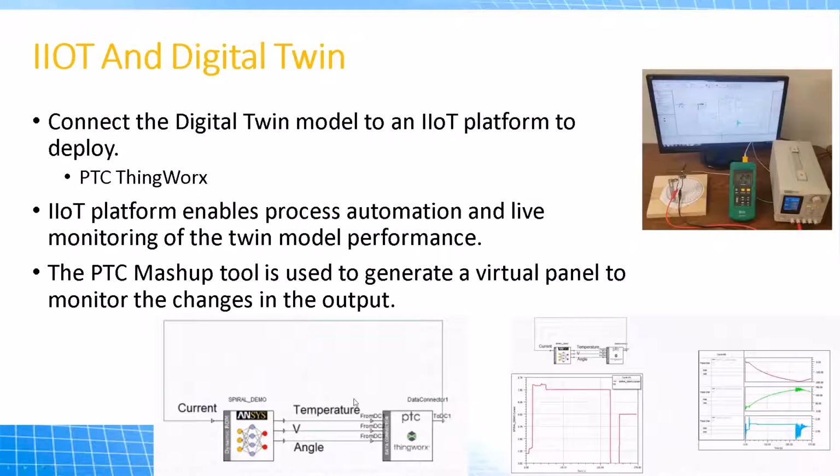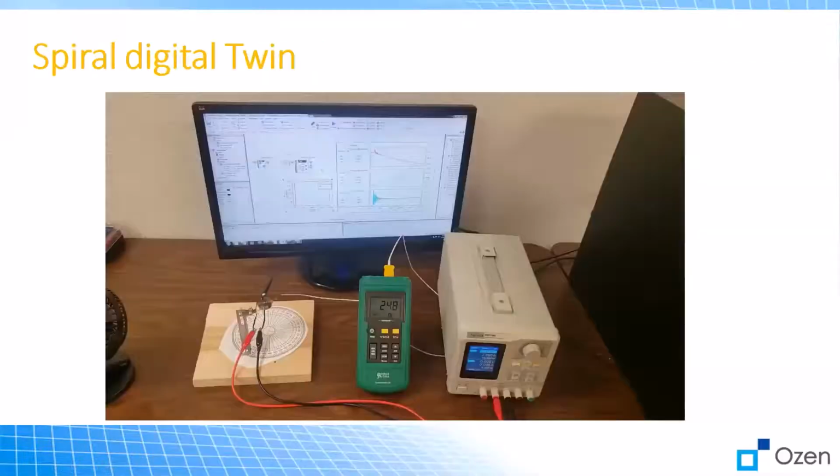What we see here is the model as a ROM, and the data is coming, the current is taken live from the power supply, and then using the PTC ThingWorks platform, we can deploy this online, so we can see the results online. When we change the data in the physical model, we can see online the change in the results based on the ROM of the model.